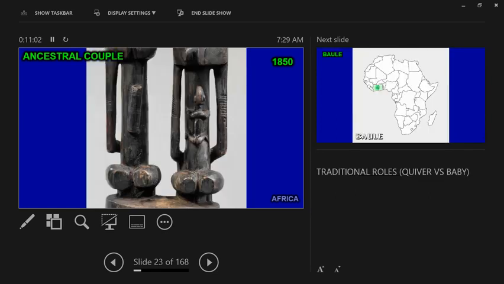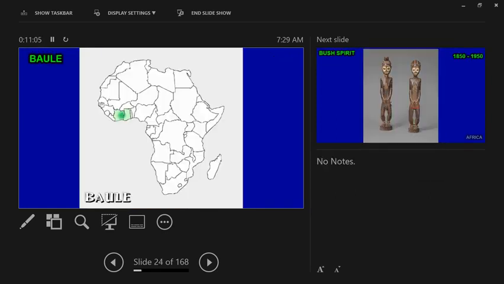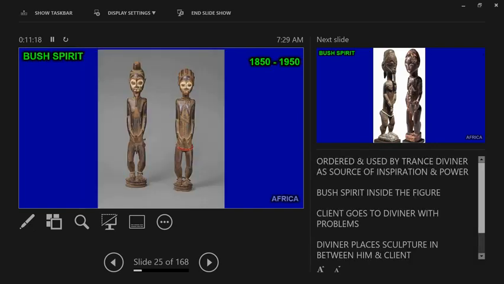All right, moving on. We're going to go to the Bali civilization. And we'll take a look at the bush spirit. Sculptures like this one would be ordered through a trance diviner, and would be used by that trance diviner as a source of inspiration and power. So there is a spirit inside of the sculpture.